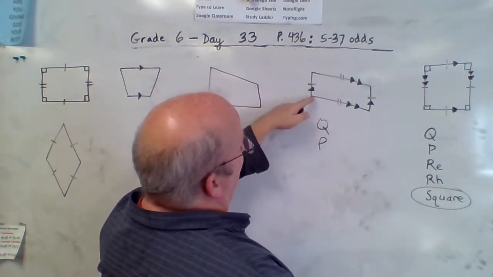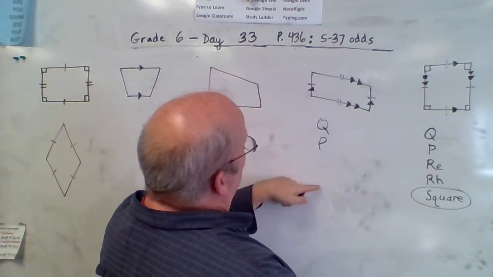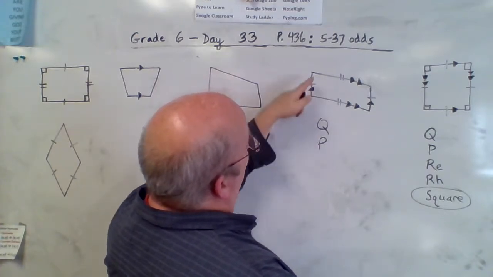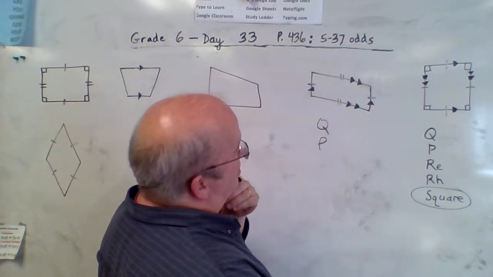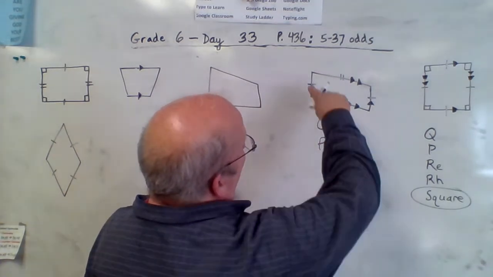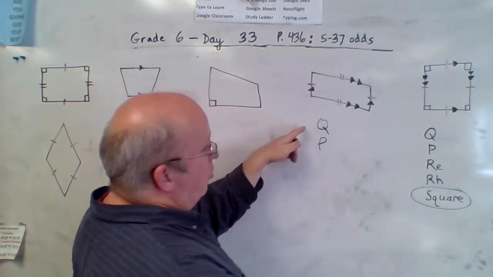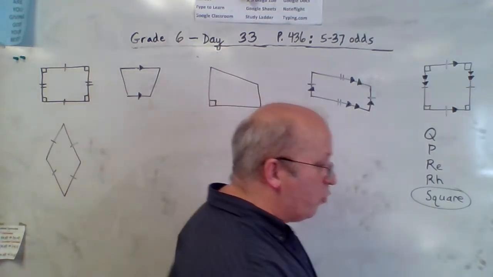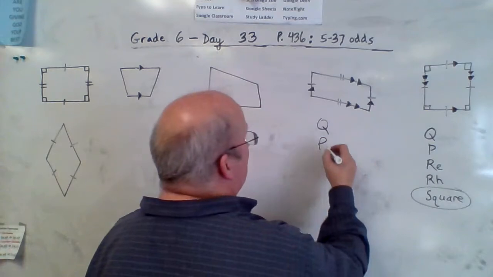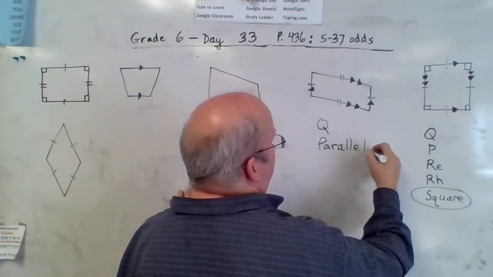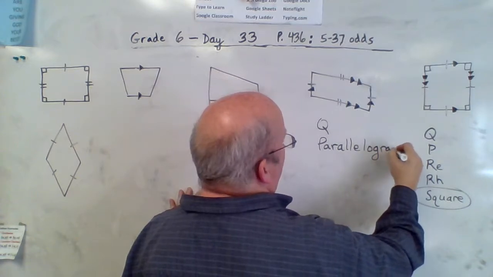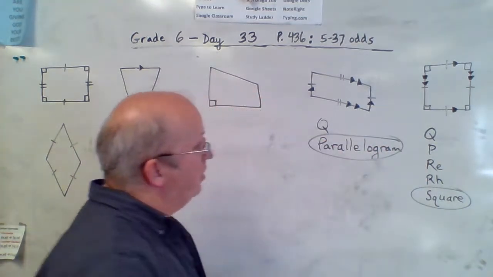Is this a rectangle? No, it doesn't have right angles. Is this a square? No, it doesn't have all equal sides and right angles. Is this a rhombus? No, rhombuses have 4 equal sides. Okay, so which one of these is the most descriptive or the most complete in nature? And hopefully you recognize that this is a parallelogram. That's its best name in this particular case.